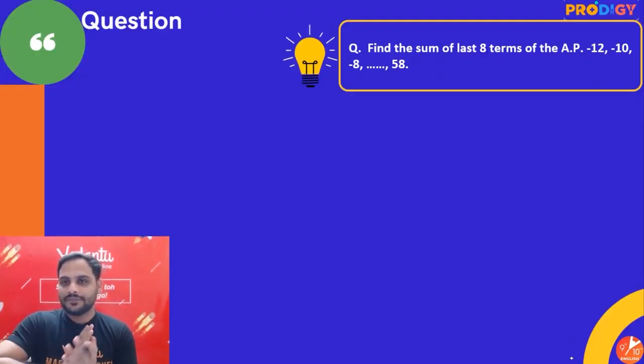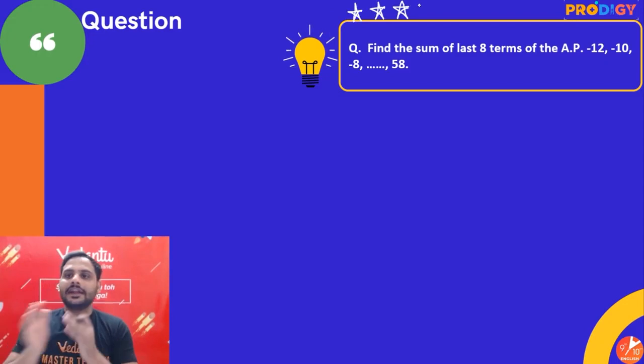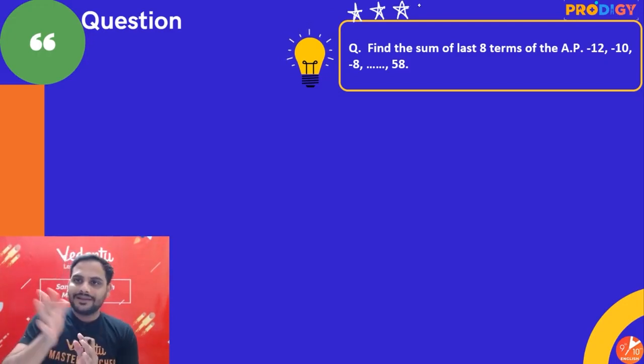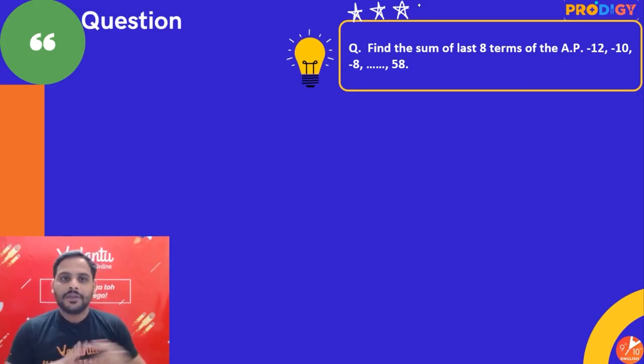Up next question. Look, this is a good question. Find the sum of the last 8 terms of this AP. The sum of the last 8 terms we need to know.